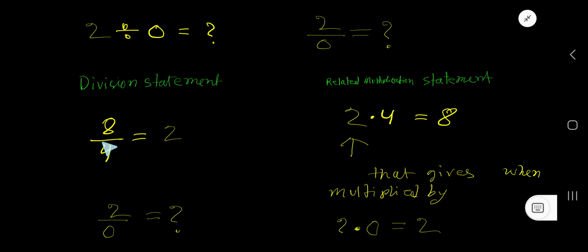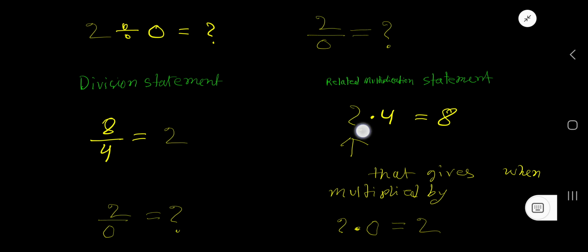multiplication statement. For example, 8 divided by 4 equal to what? This is the division statement. We know that if we divide 8 by 4 we get 2, right? So this 4 is the divisor, this 8 is the dividend, and this 2 is the quotient. If you multiply divisor times quotient, you will get the dividend.